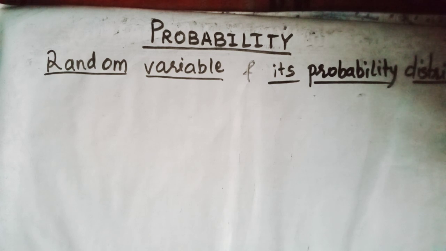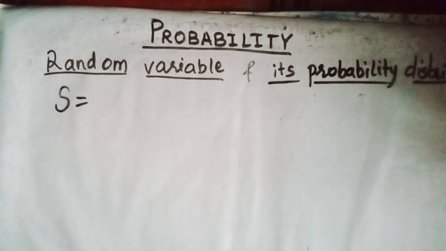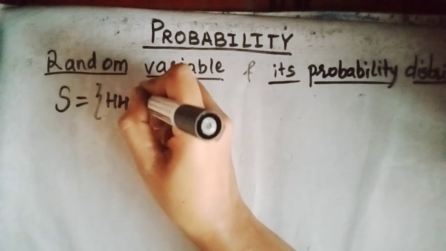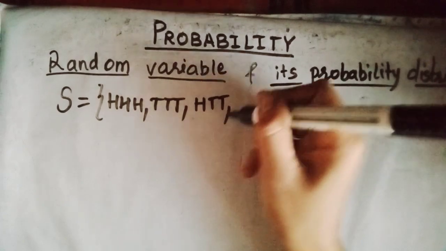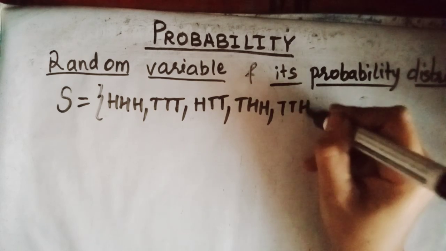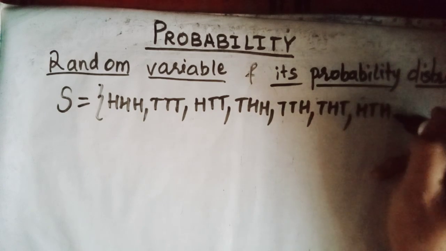So our random variable is the amount which is gained or lost by the person. Now X is a random variable and exhibit it as a function on the sample space of the experiment. Now the coin is tossed 3 times, right? So the sample space will be HHH, TTT, HTT, THH, TTH, THT, HTH.